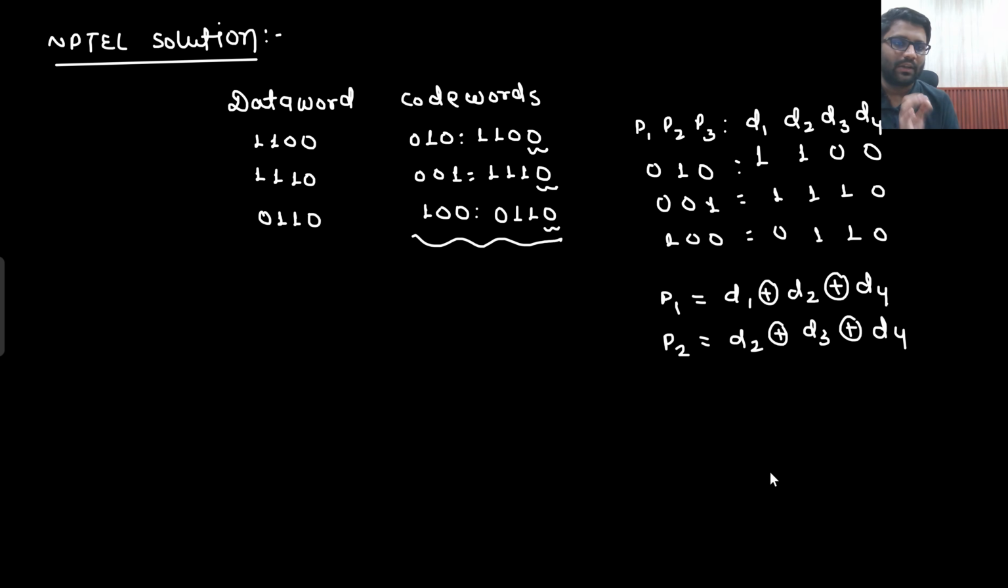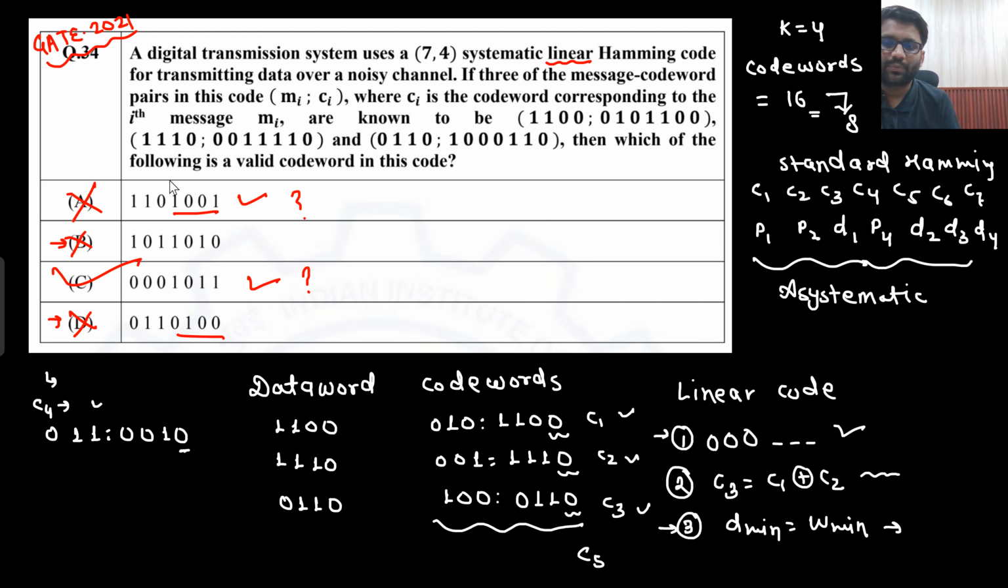I will tell you whatever doubt you are having, have some patience. Now for P3 he said to do D1 XOR D2 XOR D3. So now you are able to follow that this is the equation of P1, this is the equation of P2, this is the equation of P3. Now you check all these four options. You put 1 0 0 1, you see what kind of parity bit you are getting. You put 1 0 1 0, what kind of parity bit are you getting. In that manner you check, only one option will be satisfied, that would be option C.